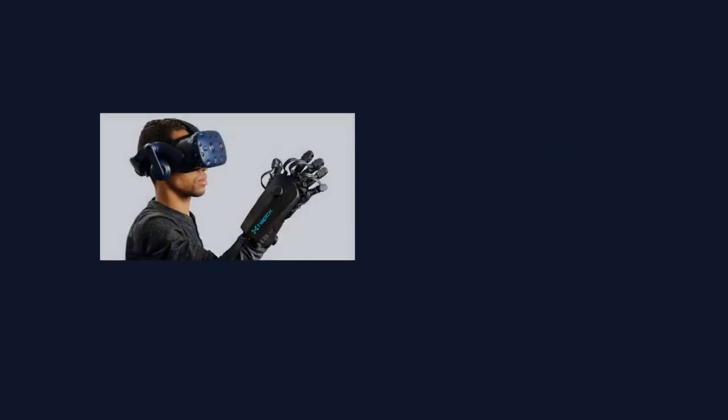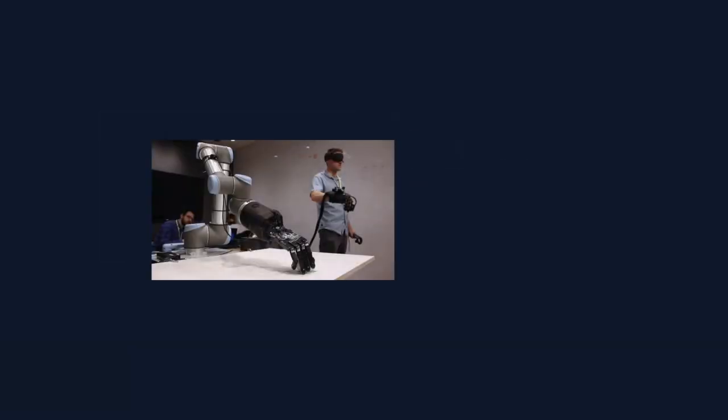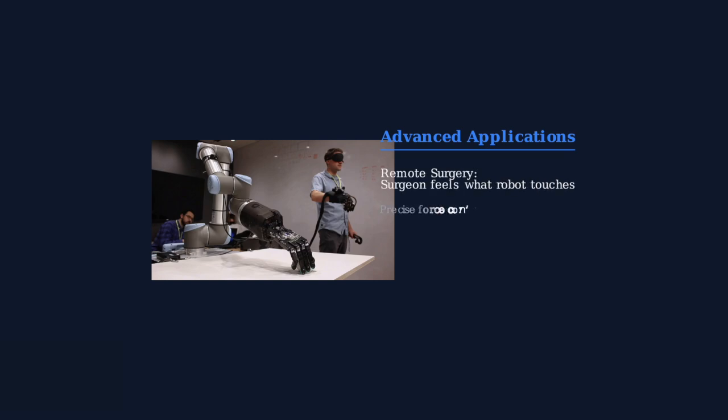The third and most advanced type is spatial haptics in virtual and augmented reality. Special gloves and controllers can make you feel like you're actually touching virtual objects. You can feel their weight, texture, and resistance. Advanced haptic systems can even provide force feedback for precise tasks. Robotic arms with haptic feedback allow surgeons to perform delicate operations remotely, feeling exactly what the robot feels.